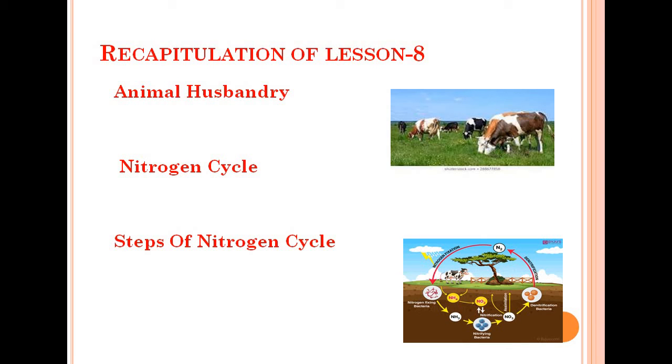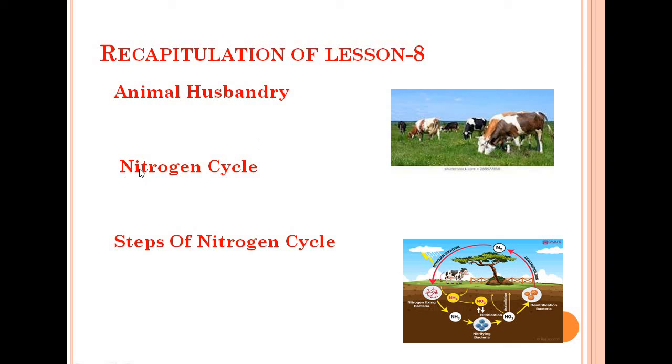Now this is the recapitulation of lesson 8. Animal husbandry is also one of the branches dealt with in agriculture. Why? Because agriculture, as we have studied, is the rearing of crops as well as animals. Animal husbandry is the process of rearing animals for food and other purposes. We have seen apiculture and pisciculture in our previous videos. These are very important so that we can get a large amount of milk, cheese, meat, fish or other animal products on a large scale.